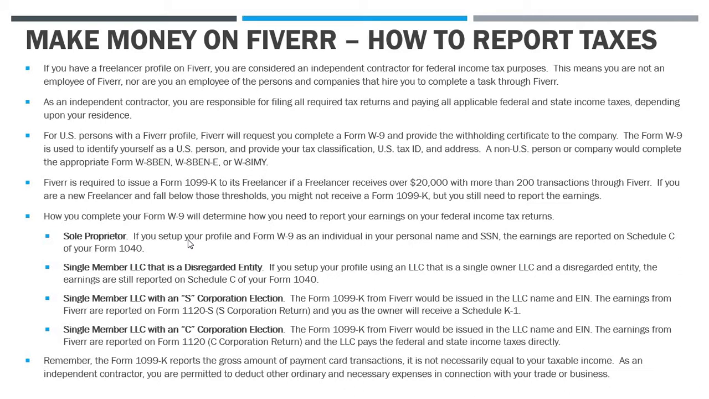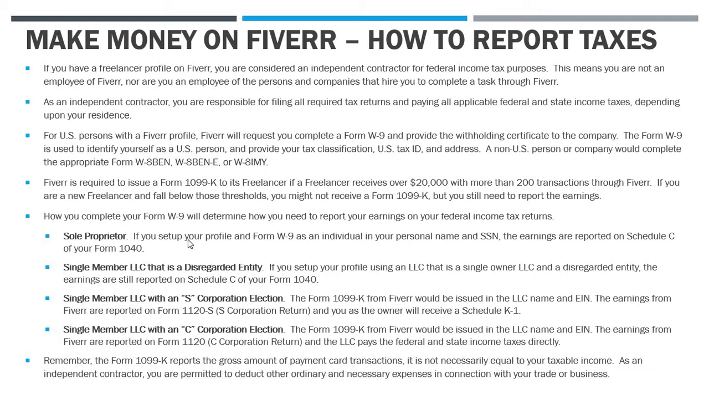So for U.S. persons that set up a Fiverr profile, Fiverr is going to request that you provide a W-9. That's the withholding certificate, and this W-9 is used to identify yourself as a U.S. person. So you're going to have to provide your tax classification, right? So are you an individual, a C corp, S corp, partnership, and so on. You also provide your U.S. tax ID number and your address.